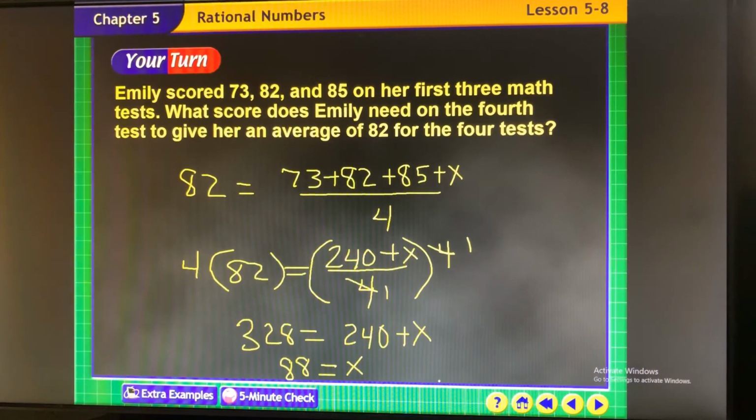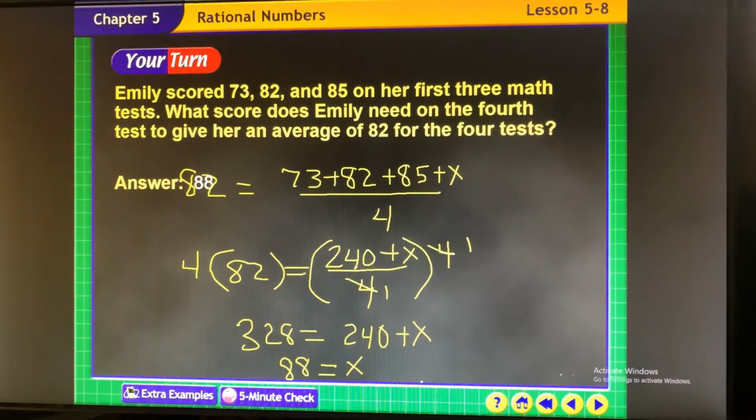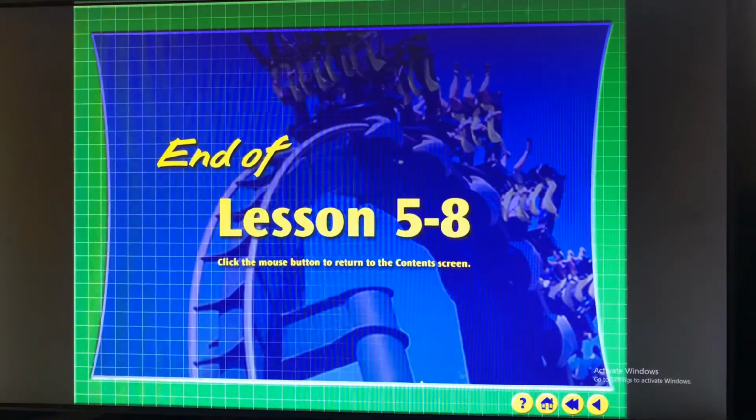Well, all right. But you know what? If she got higher than that, she could probably get her average up. So maybe she should study a little bit more and she can get that percentage up and get a higher percent. Good luck.